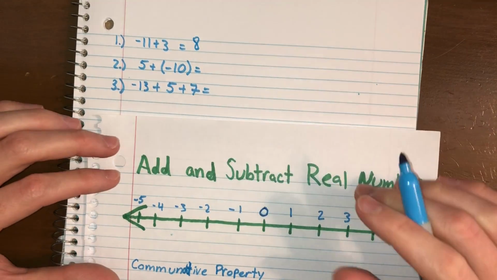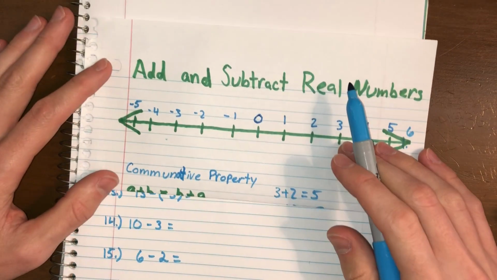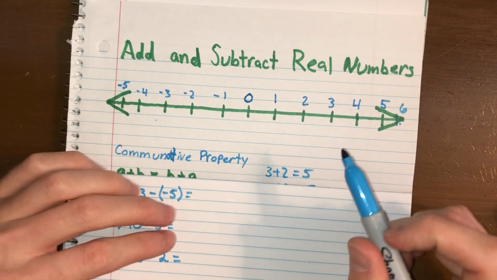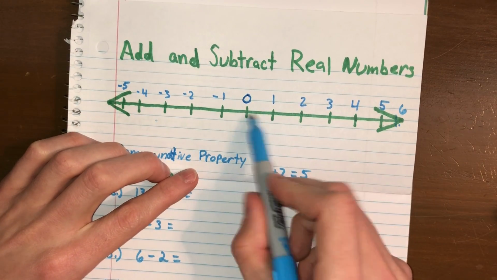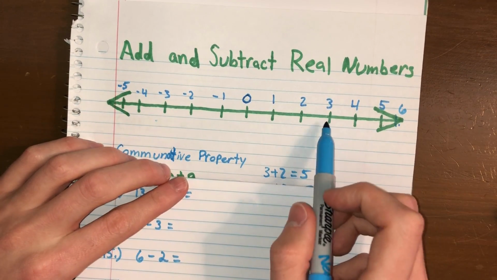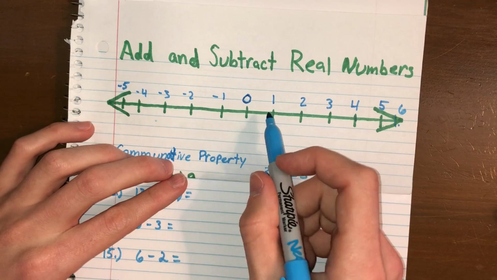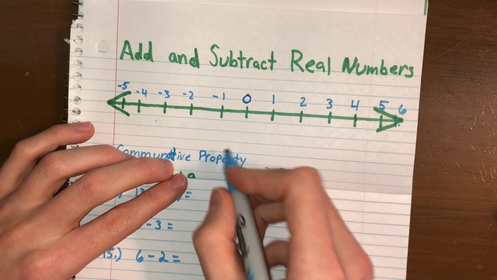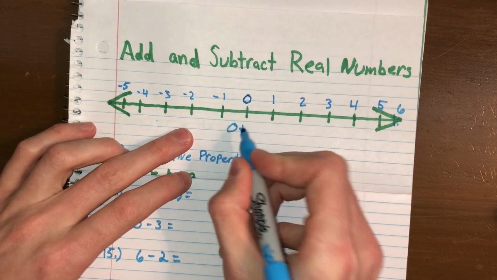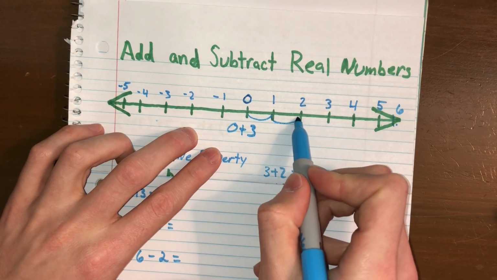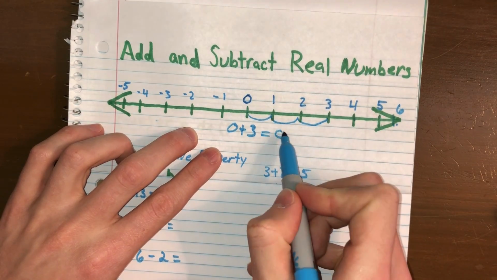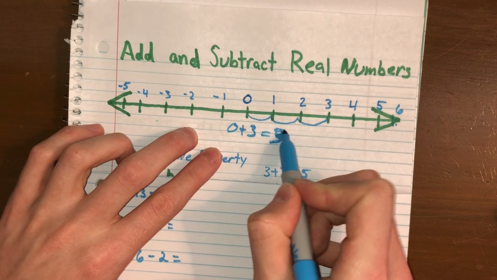And so I don't know if I made this clear enough in the beginning, but all you're doing when you're adding numbers is just moving either left or right on this number line. So for example, let's just say you start off with 0 plus 3. You're going to go 0, 1, 2, 3, which is equal to 3.